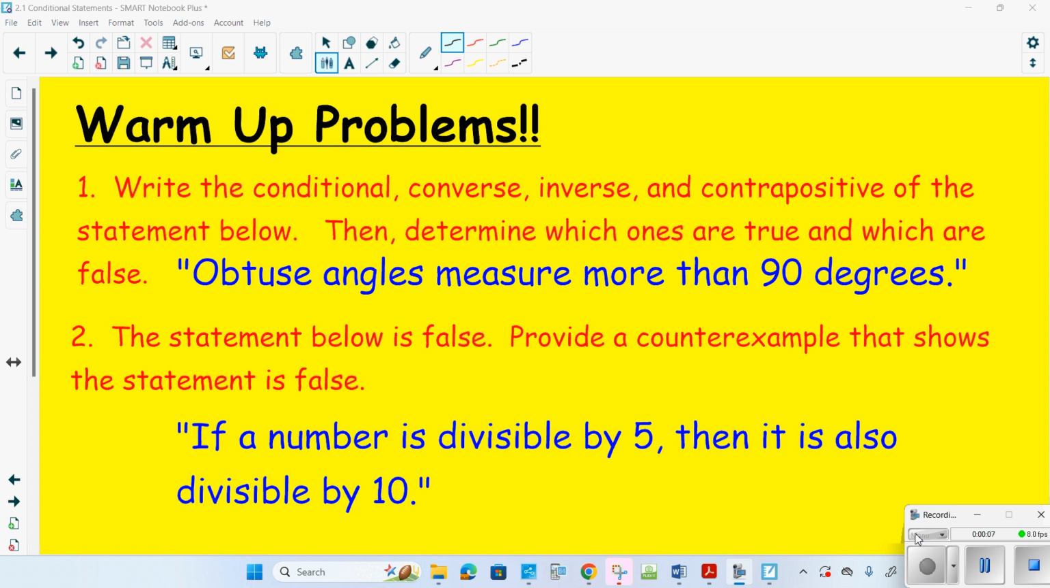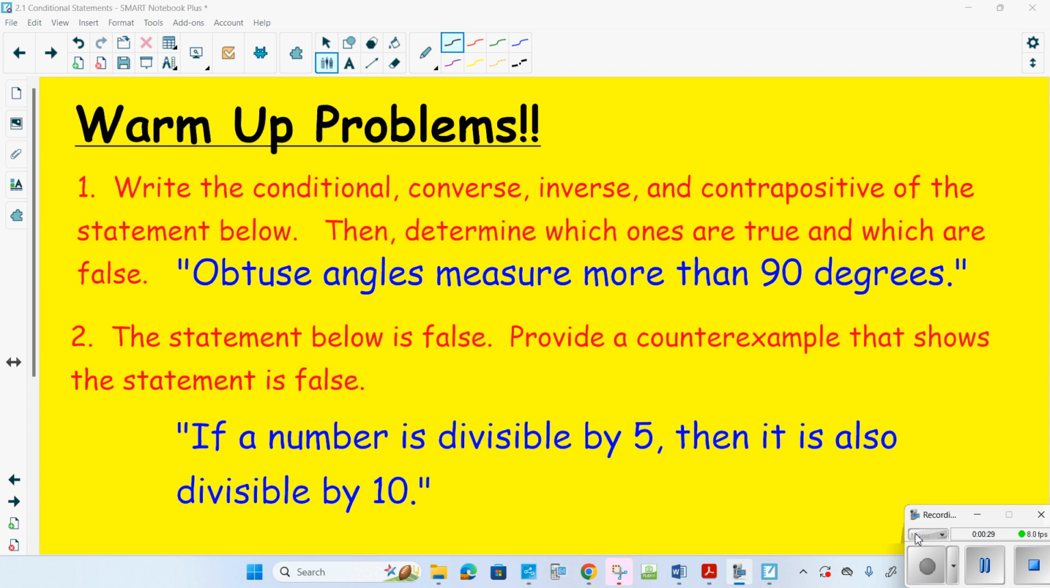So we're going to expand a little bit on some of the information that we learned yesterday. And so the very first question is literally yesterday's: write a conditional, converse, inverse, contrapositive statement. So 2.1, Day 1. Then determine which ones are true and which ones are false. All right, so I need to write this as an if-then. And I know I don't have any room necessarily on this slide, so I'm just going to read through it.